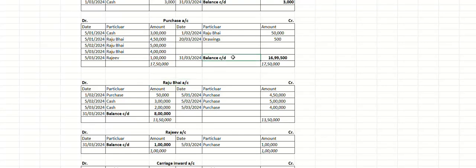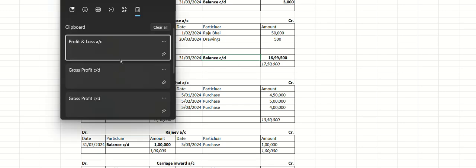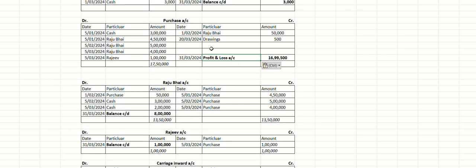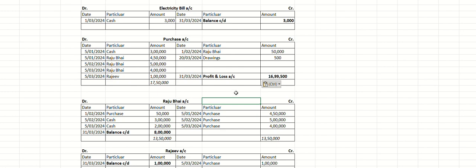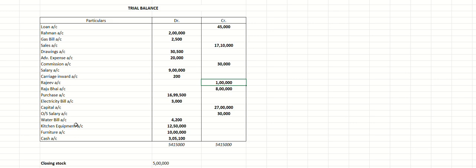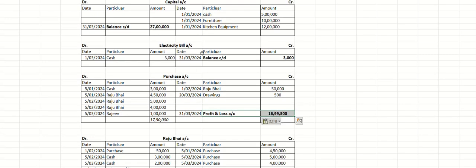Purchase, of course, is an expense. So we can write it in the profit and loss account itself. Okay. See here, the purchase amount, the balance carried on, it is in credit side. In the trial balance, see the purchase, the amount is written in debit side.